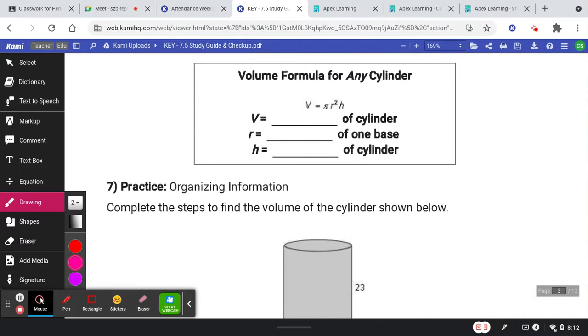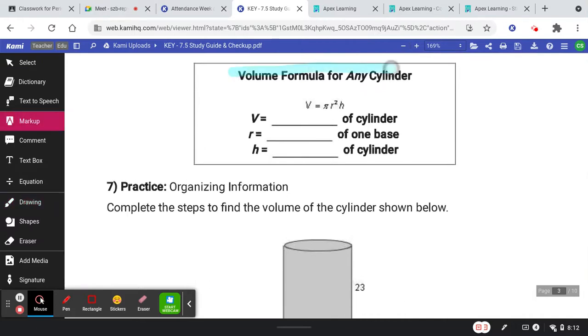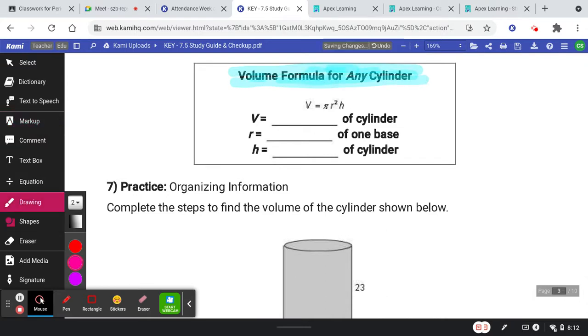Okay, so let's do volume for any cylinder. I did the green formula already today. Let's go blue for cylinder. Obviously, V stands for volume. R stands for the radius of the base, and H stands for the height. Here's what my letters mean.